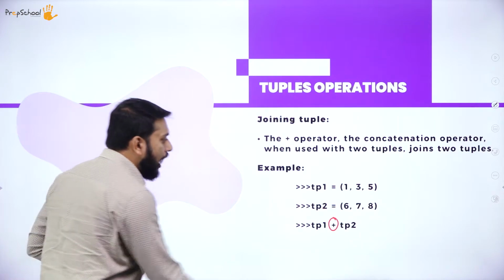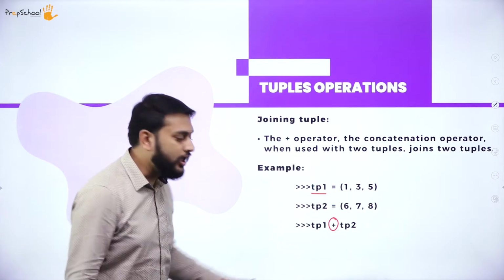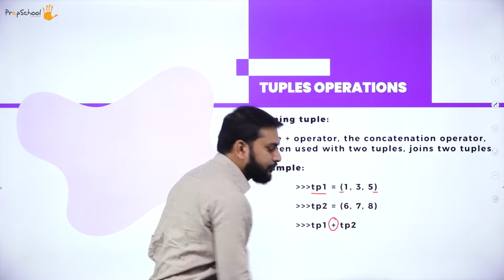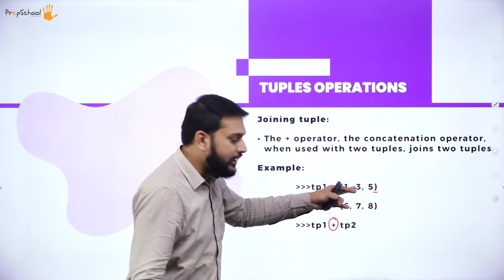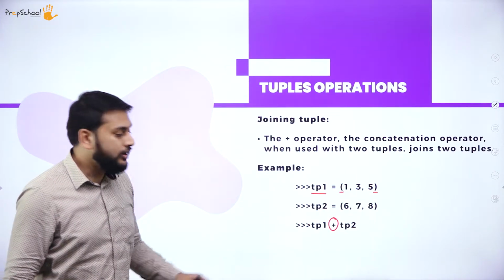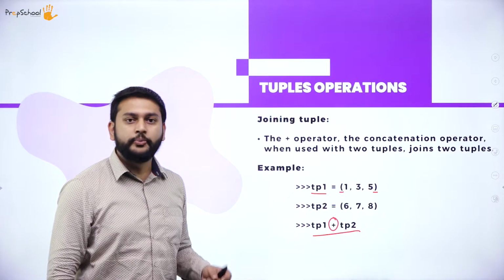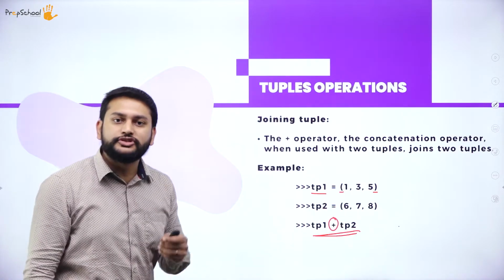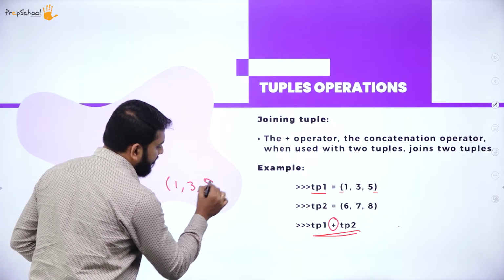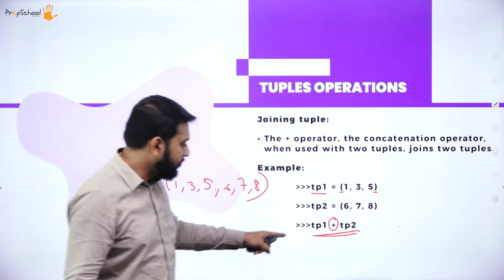Please observe here, I have tuple number 1, the name of the tuple that I have taken, TP1. Please observe my parenthesis here, right? I have parenthesis, and inside that I have my elements. This is tuple number 1 and this is tuple number 2. What am I performing? I'm performing the concatenation operation between two tuples. Tuple 1 plus tuple 2, what will be the result? Guys, your output will be 1, 3, 5 and 6, 7, 8. This is what you can expect as the result after performing this operation.